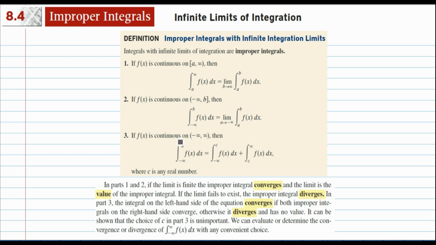Now, if you have the antiderivative from negative infinity to infinity, we're going to split that into two and use number 1 and number 2. So negative infinity to c plus c to infinity. Now, one of two things are going to happen when you use these methods. Either your integral is going to converge, meaning the limit is an actual value, or if the limit fails to exist, the integral is going to diverge, meaning it has infinite area and we won't be able to find what it is.